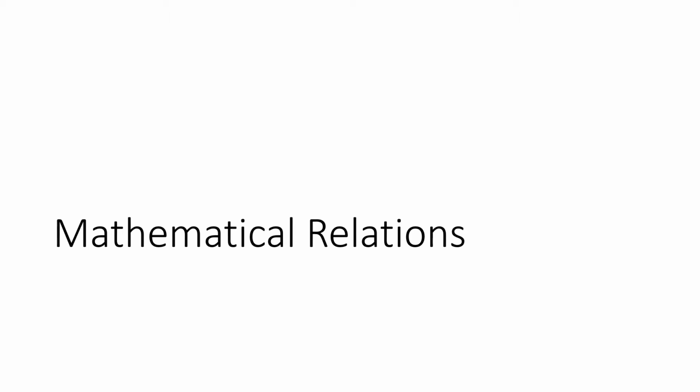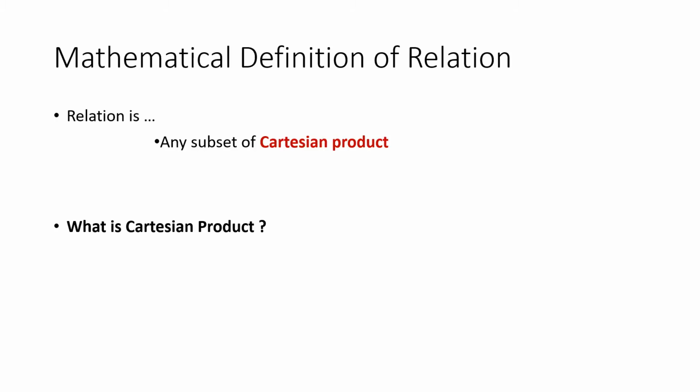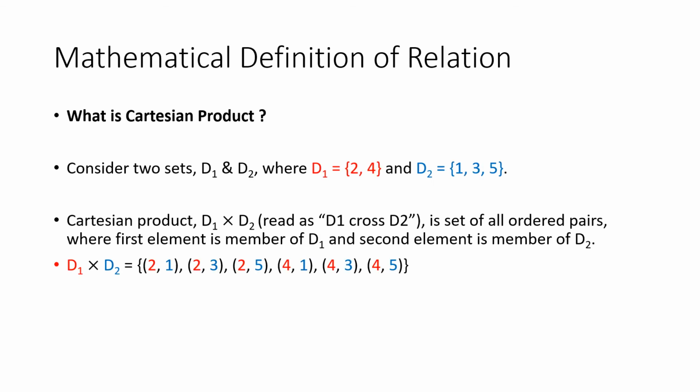From the mathematical relations point of view, we're going to see how the concept of relational models applies. A relation is any subset of a Cartesian product. What is a Cartesian product? When we consider two sets, D1 and D2, D1, for example, consists of two members, 2 and 4, and D2 consists of three members, 1, 3, and 5. The Cartesian product of D1 and D2, read as D1 cross D2, is the set of all ordered pairs where the first element is a member of D1 and the second element is a member of D2.